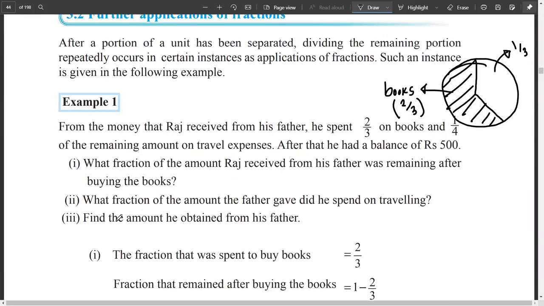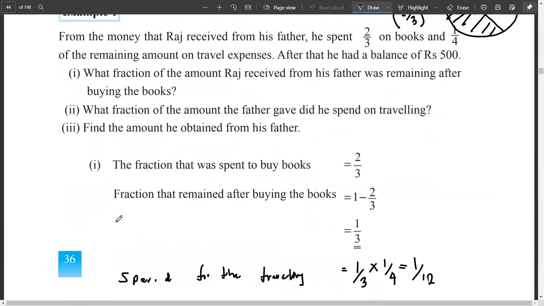So the next question they ask, find the amount he obtained from his father. The only rupees data is that after that he had the balance of 500. It means he has spent 2/3 and another 1/12 from the total amount he got.